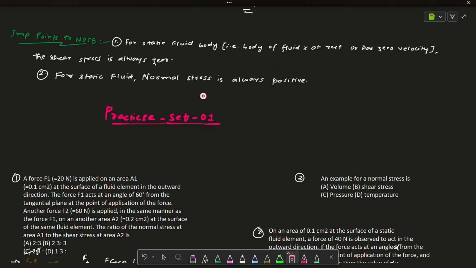In this question we will discuss normal stress and shear stress. Just remember that for static fluid normal stress is always positive. These 2 points are very useful. For this practice set 1, I may take up to 5 or 6 practice sets, and after that we will quickly discuss previous year questions of fluid mechanics and basics of fluid mechanics, and then we can move quickly to chapter 2.